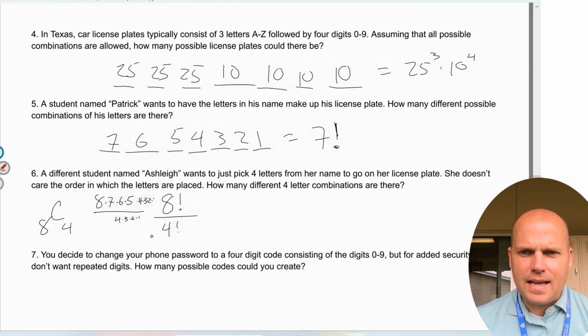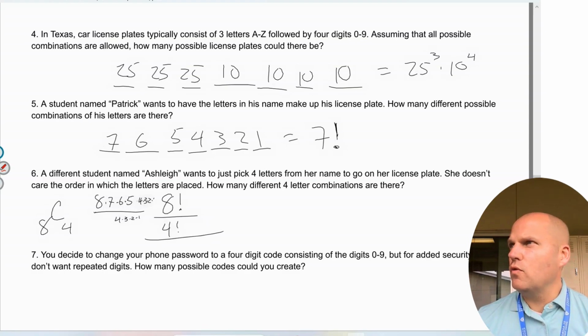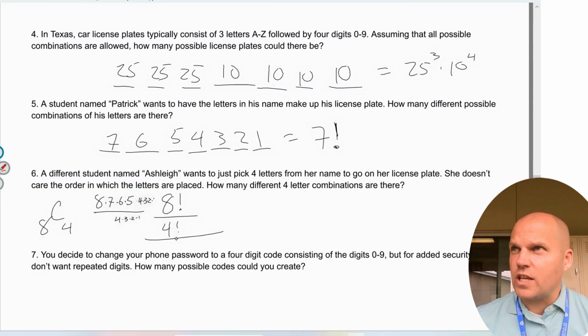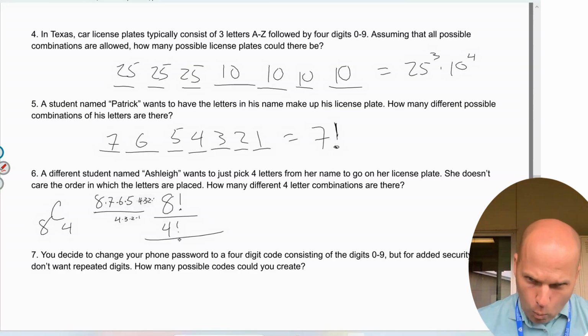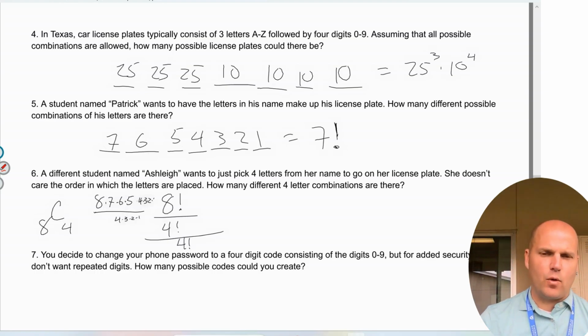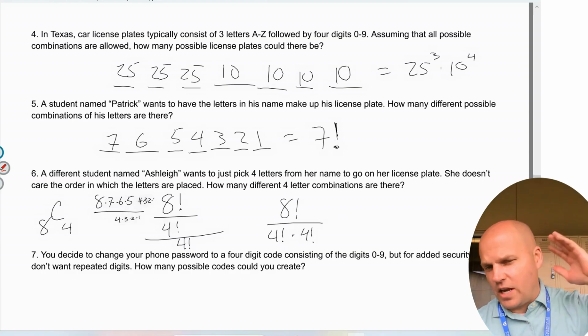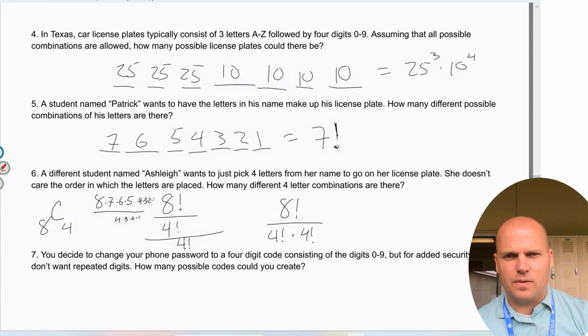But I want to remove all of the repeated possibilities of ASHL or SHLA. So all of those 4 times 3 times 2 times 1 ways, I want them to just count once. I'm going to divide by 4 factorial as well. So that's 8 factorial divided by 4 factorial times 4 factorial.